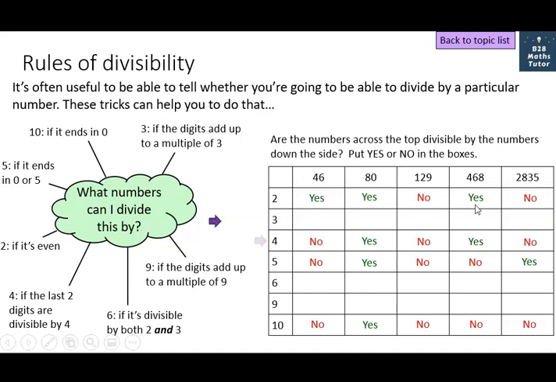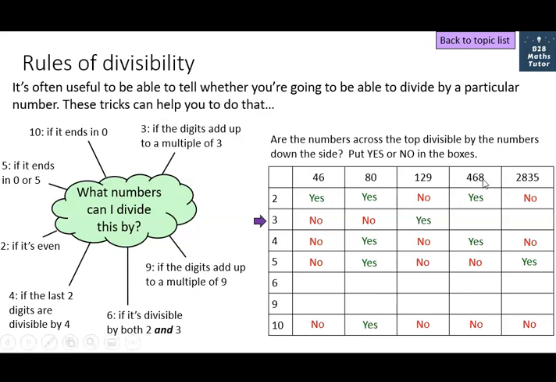Then we've got the 3s. So 4 plus 6 makes 10. Is 10 a multiple of 3? No, it isn't. So 46 isn't a multiple of 3 either. 8 and 0 makes 8. 8 isn't a multiple of 3, so neither is 80. 1 plus 2 plus 9 makes 12. Is that a multiple of 3? Yes, 12 is in your 3 times table. So 129 will also be divisible by 3, a multiple of 3.